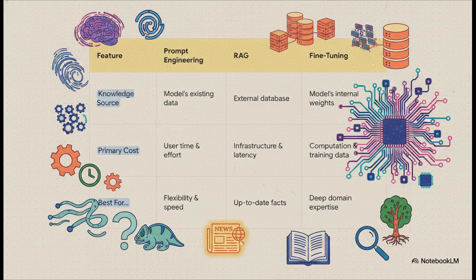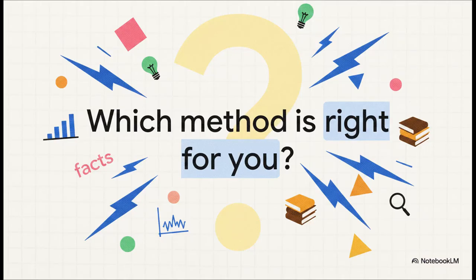So what's each one best for? Prompt engineering is for flexibility and instant results. RAG is for when you need up-to-date factual answers. And fine-tuning is for when you need true, deep domain expertise. Ultimately, it all comes down to picking the right tools for your specific problem. Are you looking for speed, for fresh facts, or for deep expertise? The answer will guide your choice, and chances are you're going to need a combination of all three.